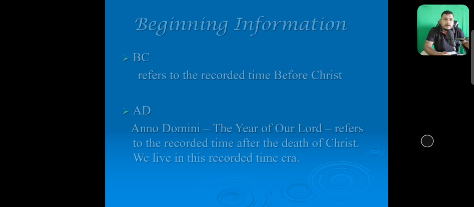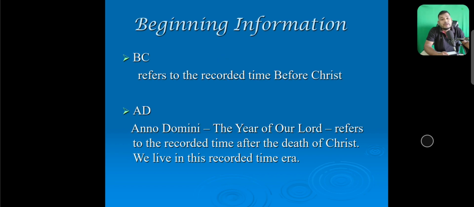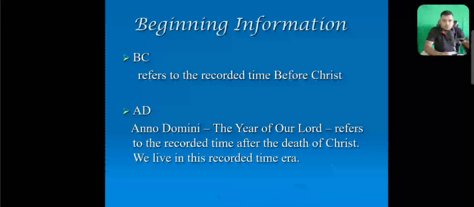Then, beginning information: there are two ways of timing. We already know there is BC, which is called Before Christ, and there is AD, which is called Anno Domini. Anno Domini means after the time of Jesus Christ, and Before Christ means before the time of Jesus Christ. You just have to remember these two points, BC and AD, Before Christ and Anno Domini.